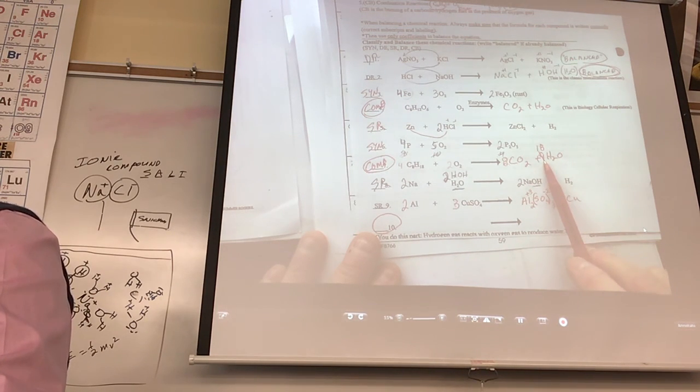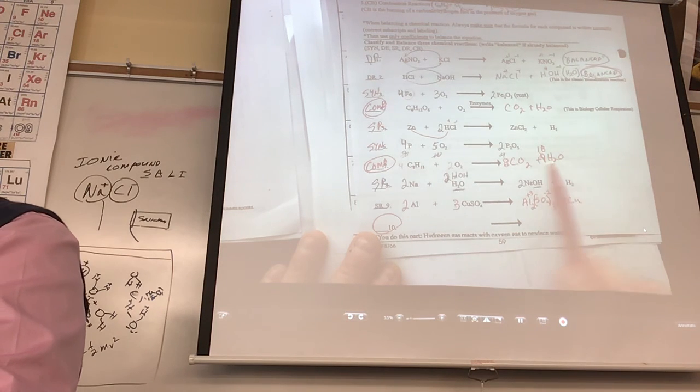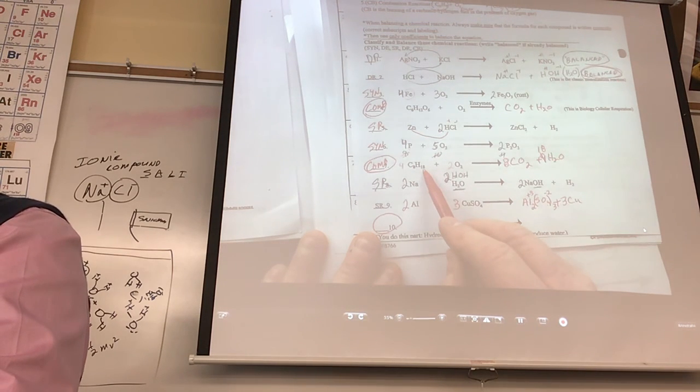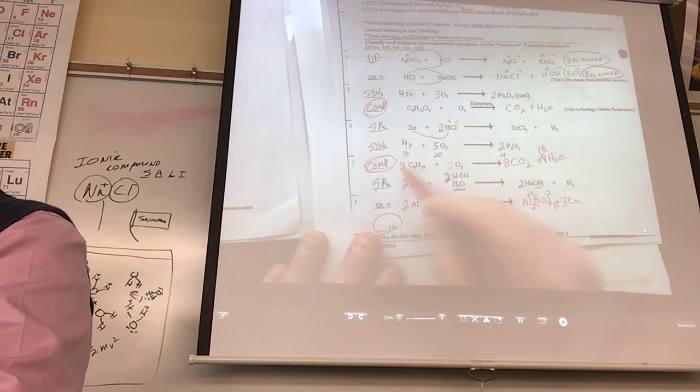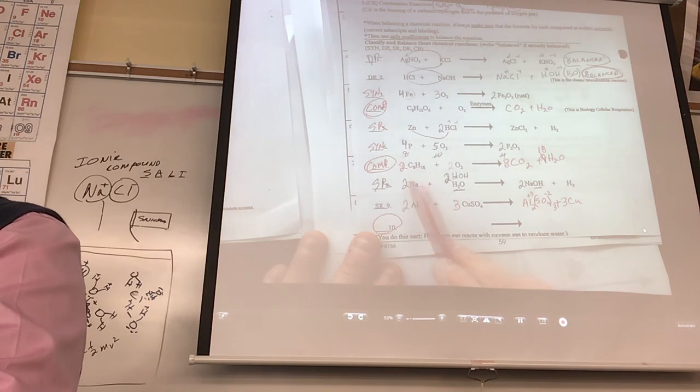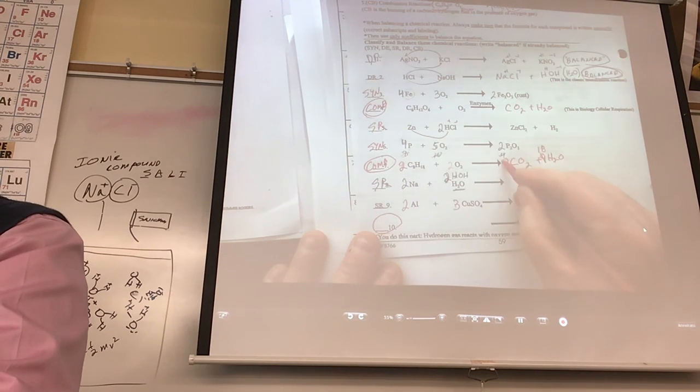Double it. If everybody put an 18 here, what's 18 times 2? 36 hydrogens. How do I get 36 hydrogens on the left side? 2 times 18, right? Now the hydrogens are balanced. How many carbons do you have now? What's 2 times 8? So what do we have to do over here?